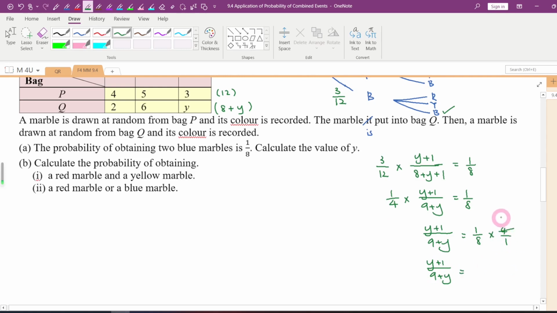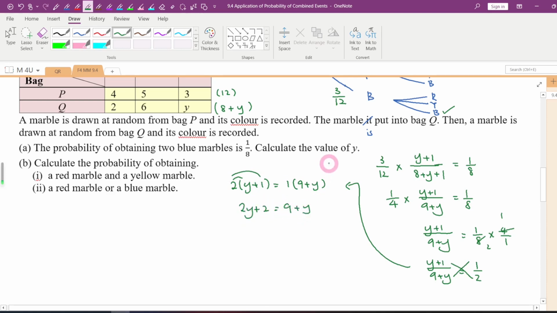You just simplify it, divided by 4, divided by 4. It will be equal to 1 over 2. So here I'm going to use cross multiplications. Two times y plus 1 is equal to 1 times 9 plus y. So this one you don't want to write it, it's okay. Do some expansion over here. 2y plus 2, 9 plus y.